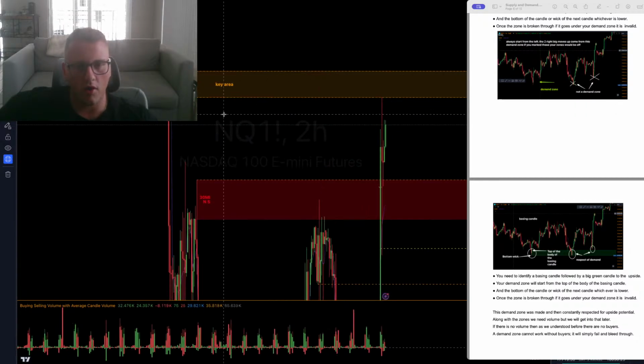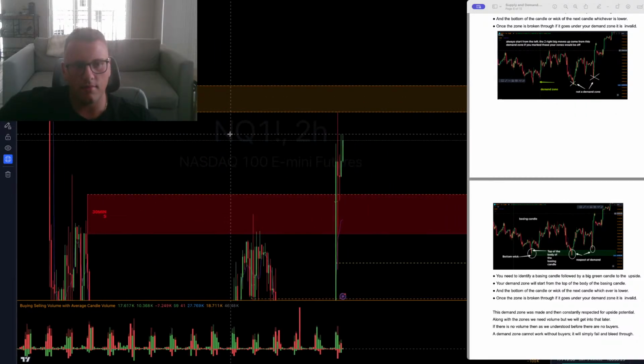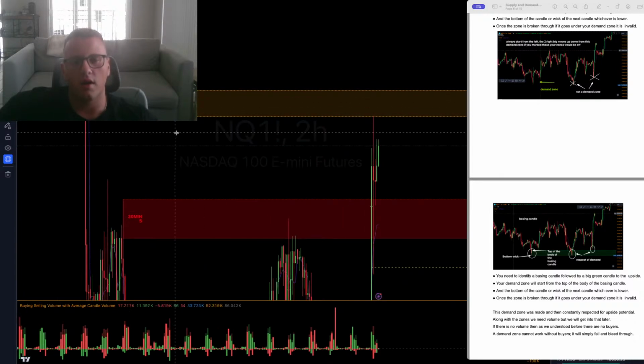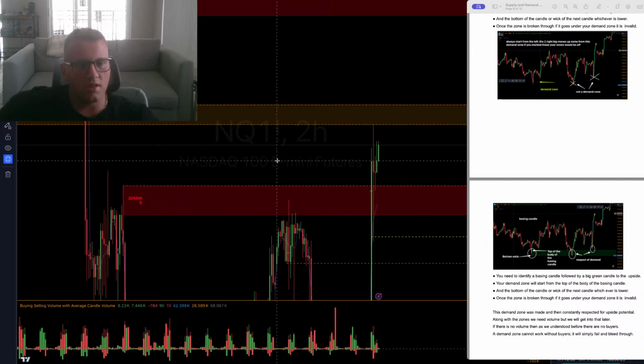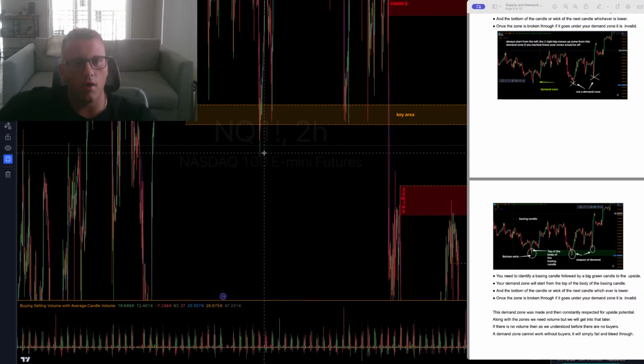This is a small key area. Anything that doesn't deem a demand zone would just be an area of interest for me. That's what I mark as key areas. And if you're a part of the Discord, whether it's the premium or the free, since I post a lot of my stuff in the free Discord too, you see that the key areas hit every time. They're areas of volume, support, and resistance.